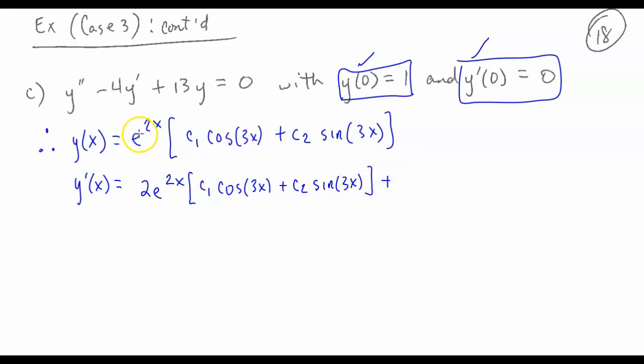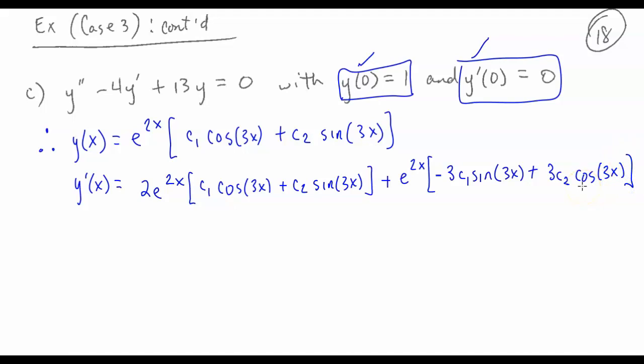And then we'll add, and then it'll be the first times the derivative of the second. And of course, we know that we will have to end up using the chain rule here. So the derivative of cosine of 3x will be a minus 3 sine of 3x. So this will give us a minus 3 c1 sine of 3x for the derivative of the first term. For the second term, ignore the constant. The derivative of sine 3x is just 3 cosine 3x. So this will be 3 c2 cosine of 3x.